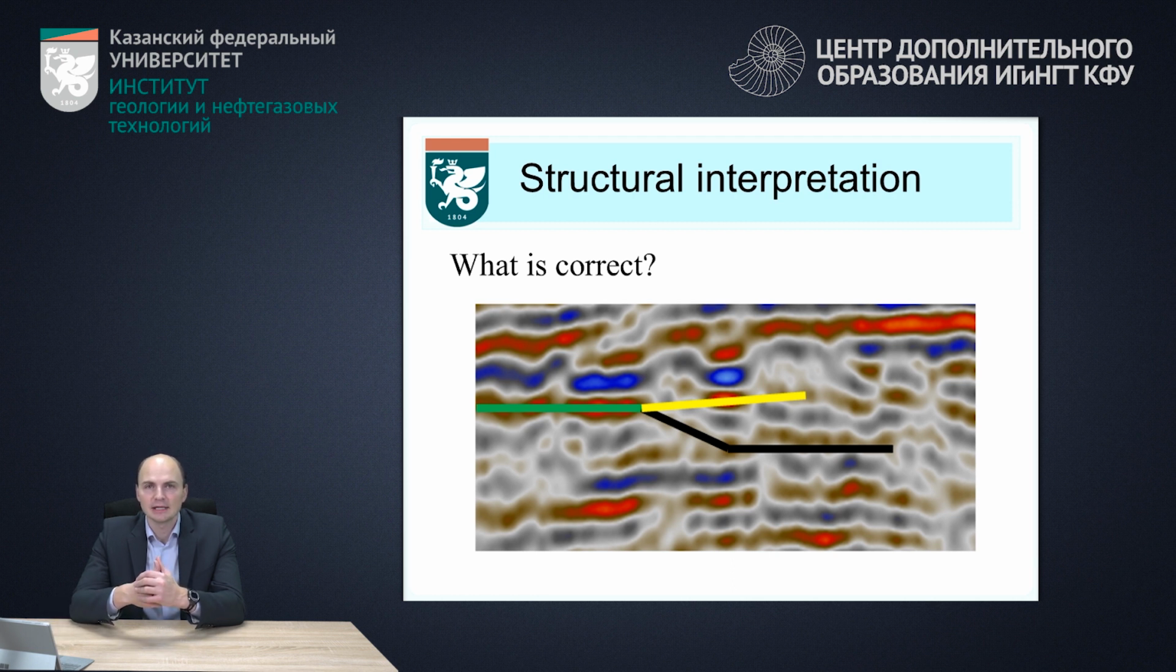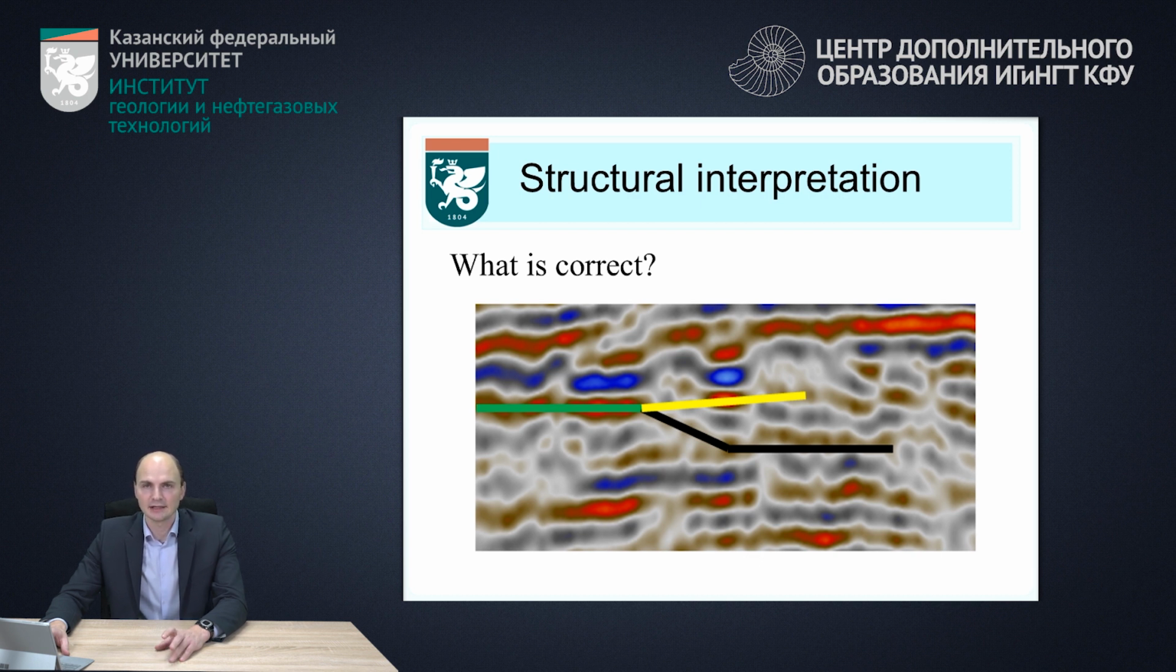Another important question is how to trace a certain horizon. Imagine the situation that you're tracing this positive reflection, this green horizon, and you end up with this point. From that point, there are two ways to trace the horizon: either continue along the yellow line, or shift it downwards as shown with the black line. So which of these two possibilities is correct?